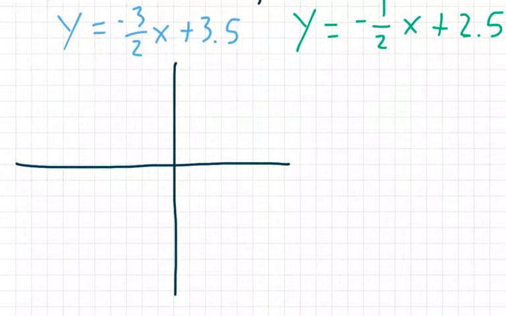So again, now I just graph this. So the one in blue, start at 3.5, so right there. Down 3 over 2, there's another point, there's another point, go backwards, there's another point. So this line looks something like this. Let's try that again.